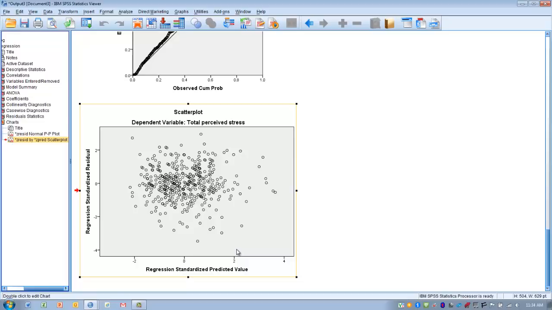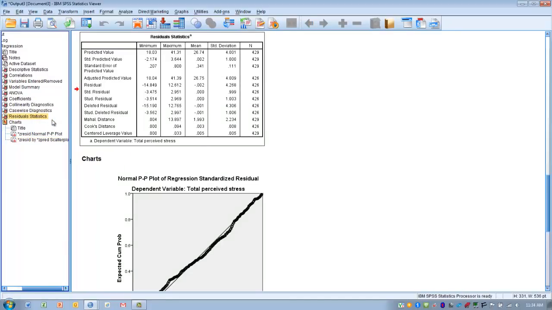So to find out if any of the cases have a Mahalanobis distance value exceeding 13.82, we can go to the residuals statistics table. We click on the residual statistics table and then go to the row that is labeled MAHAL distance. The maximum value in our data file is 13.897, which just slightly exceeds that critical value of 13.82. To find out which case has this value, we can go to our data editor.